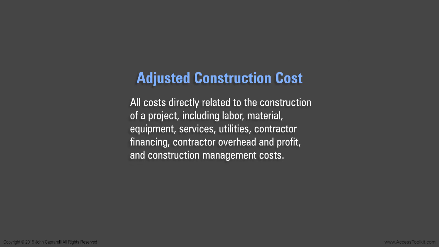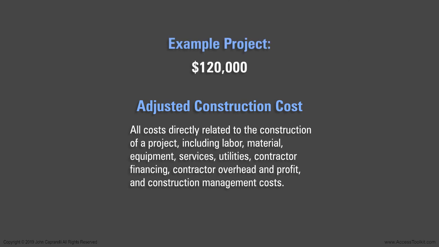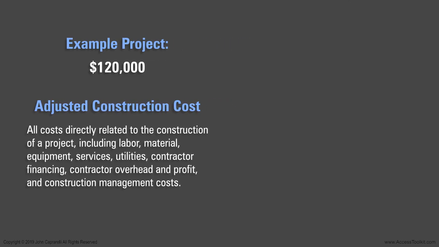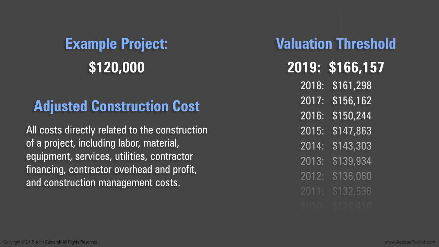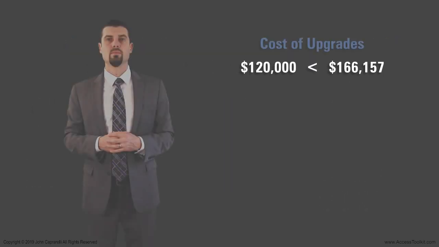The California Building Code defines the adjusted construction cost as all costs directly related to the construction of a project, including labor, material, equipment, services, utilities, contractor financing, contractor overhead and profit, and construction management costs. For our example project, the adjusted construction cost is $120,000. The Building Code also defines a valuation threshold for determining the extent of required accessibility upgrades. This threshold increases every year.